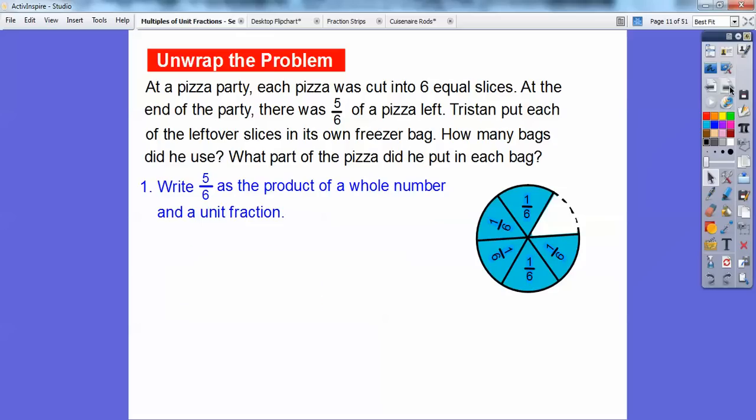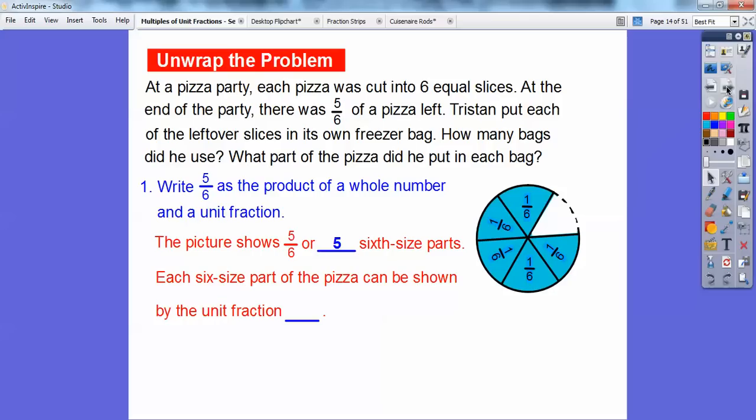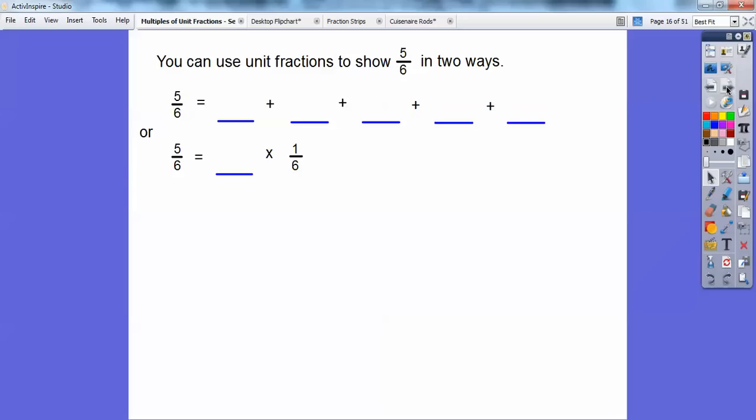Okay, how about this: write 5/6 as the product of a whole number and a unit fraction. This picture shows 5/6. 1, 2, 3, 4, 5 sixth-size parts. How many 1/6 size parts are there? There's 5 of them in there. So each sixth-size part of the pizza can be shown by the unit fraction 1/6. You guys with me? Say yes in your head. Nod your head and say, uh-huh.